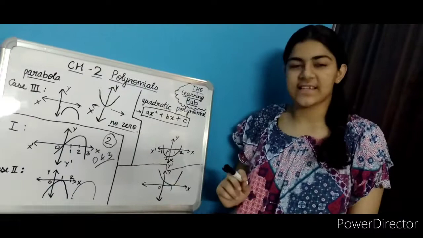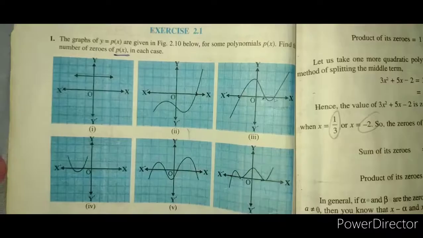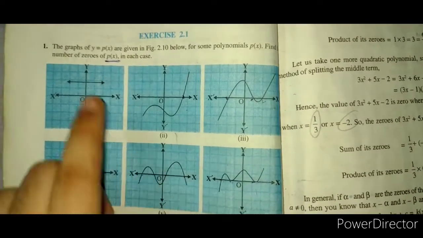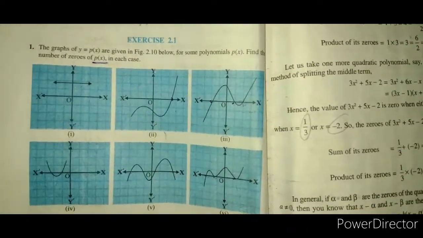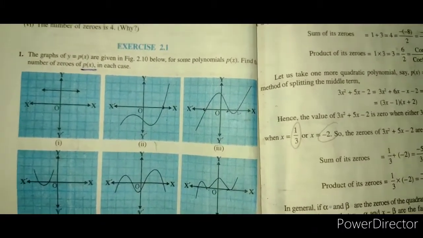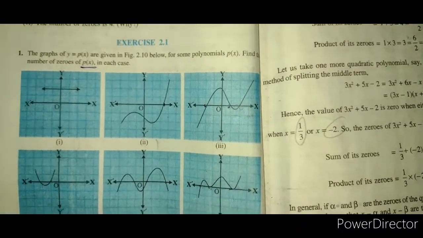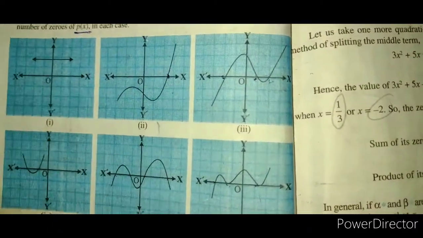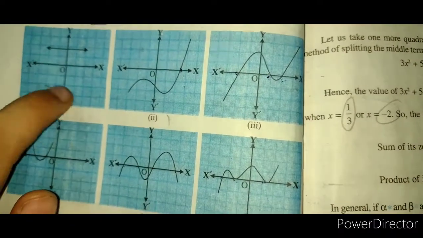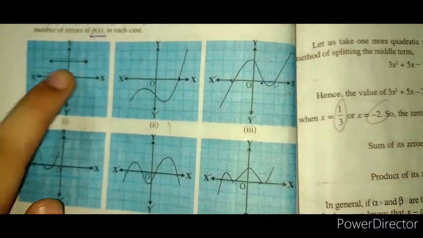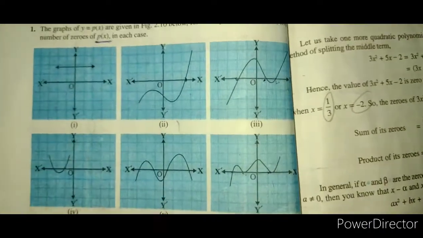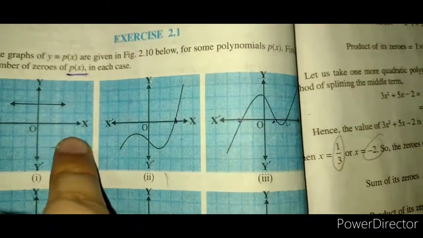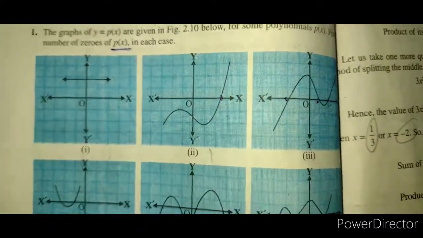So now let's see exercise 2.1. Guys, now let's see exercise 2.1. Here the question is: the graphs of y equals p(x) are given in this figure. For some polynomials p(x), find the number of zeros of p(x) in each case. So you can see the first case here. Here the graph is not touching the x-axis at any point. So what will you say? Here it is written to find the number of zeros. So you'll say there is no zero in this graph.